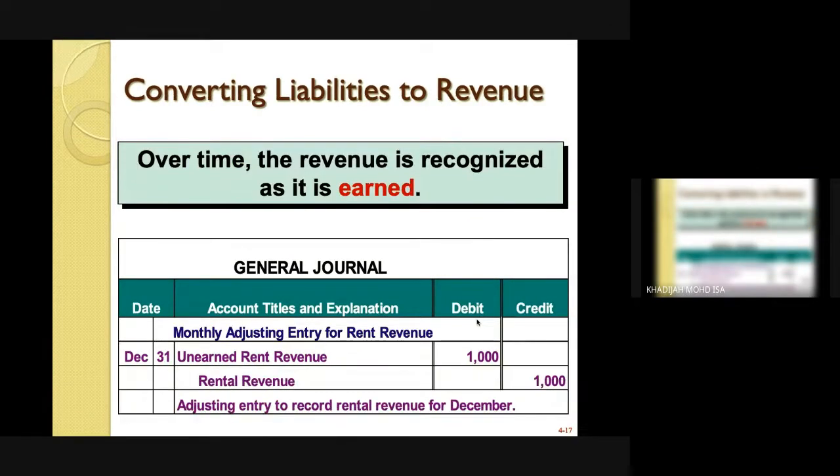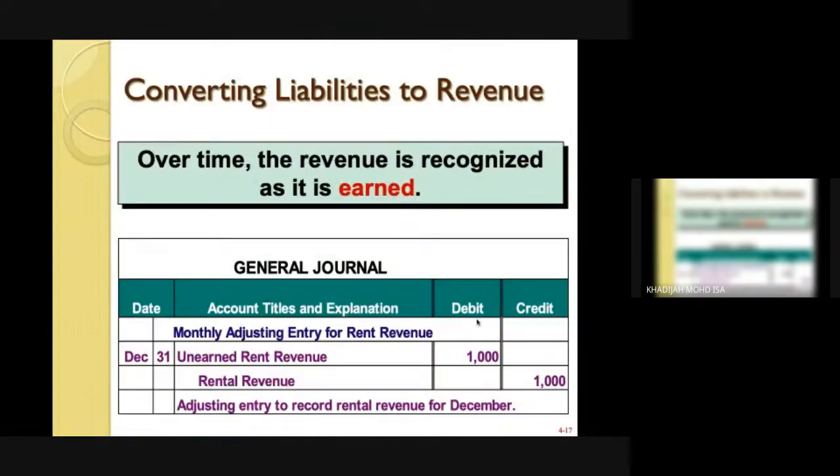Over time, the revenue is recognized as it is earned. So you have December 31st unearned rental revenue of 1,000. Then you're going to credit your revenue. Why do you credit now, after December 31st? Now only you recognize the rental revenue. So after 1 month, now only you earn your revenue. So that's how you recognize your revenue.